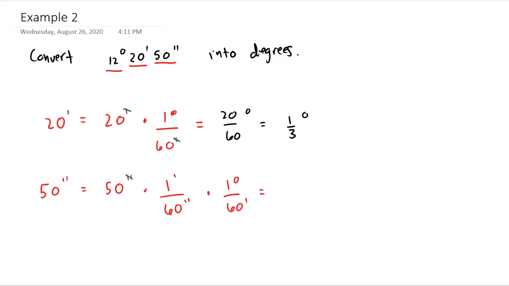Right? So minutes is going to cancel with minutes. Seconds is going to cancel with seconds. Minutes is going to cancel with minutes. And what we're left with is degrees. So after multiplying all of this out, you get 50 over 3,600 degrees. And if you simplify that fraction, that becomes 1 over 72 degrees.